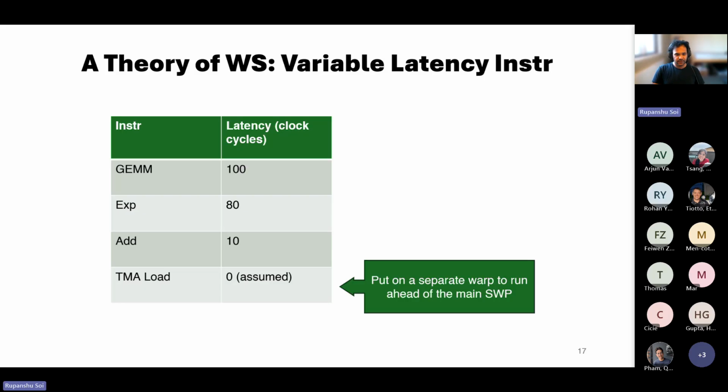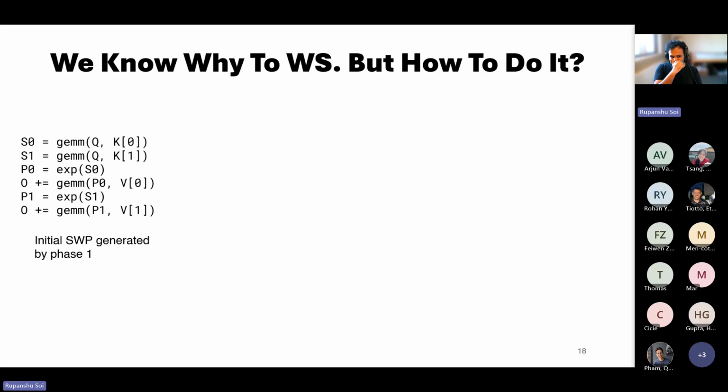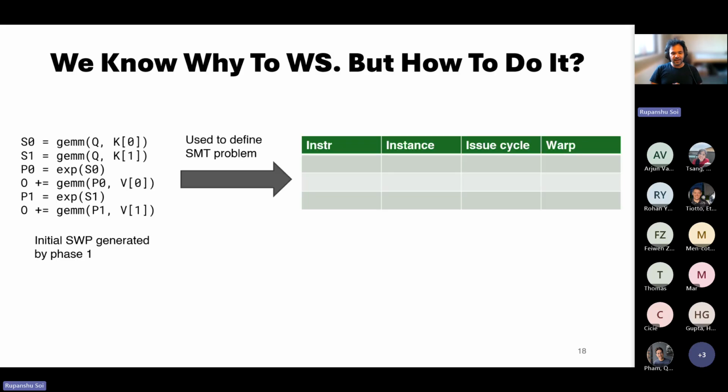Okay. So I tried to give you a theory of warp specialization. So hopefully we understand why we want to add warp specialization to a program. But how do we actually do it? How do we operationalize this theory? So our approach is that we take an initial software pipeline program generated in phase 1 by our optimal software pipelining algorithm. And then I'm going to use this program to define an SMT problem. Okay, because as I alluded to earlier, this step of finding an actual schedule that achieves the given throughput is really a satisfaction problem. So we're going to use SMT solvers to do this.